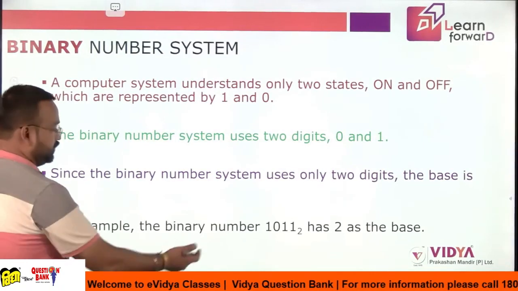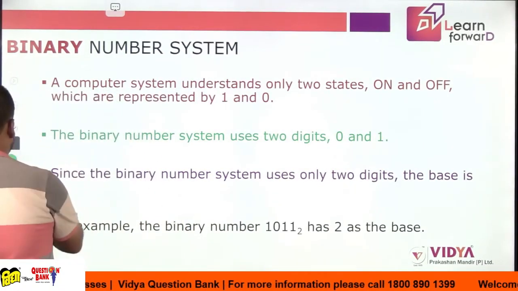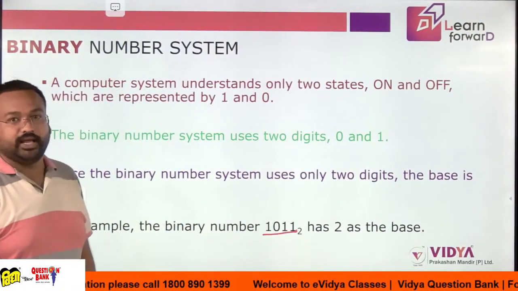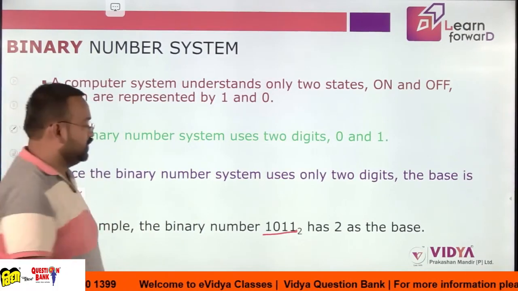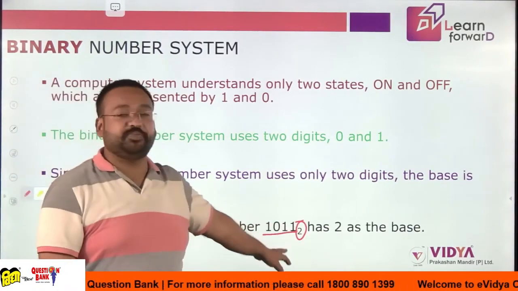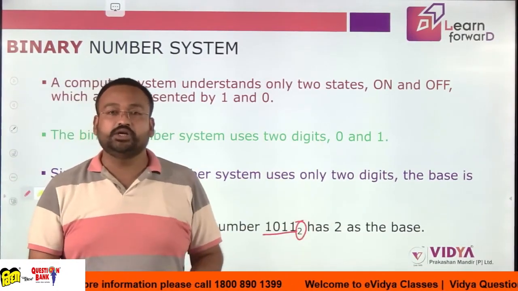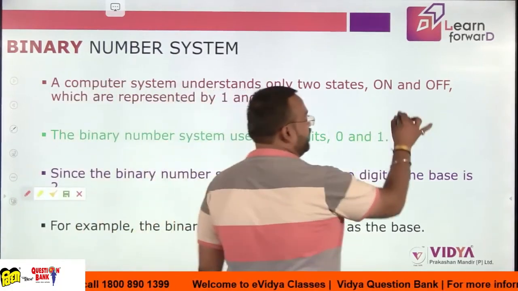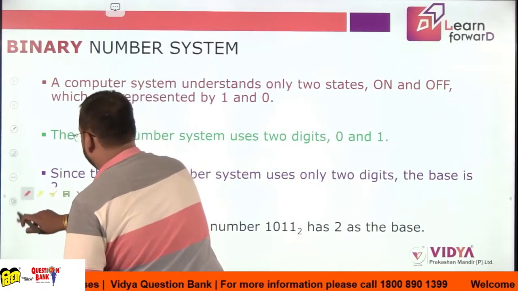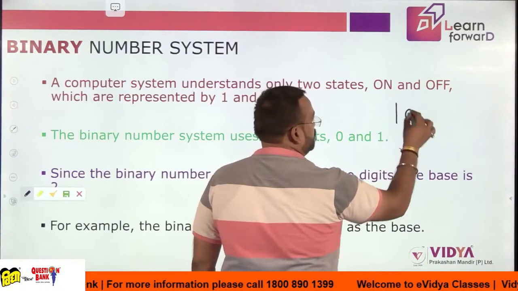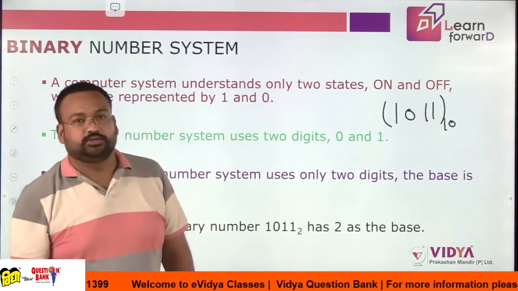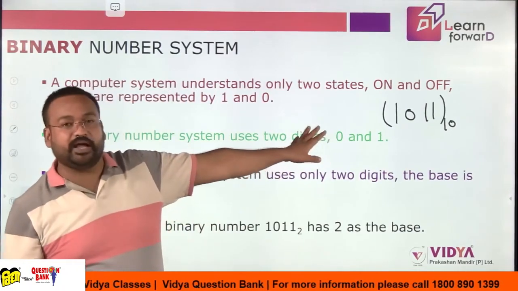For example, we have this number 1011, which contains only 2 types of digits, 0 and 1. So the base is given as 2. This base tells you whether the number is decimal or binary. Let's suppose I have written something like this and I have given the base as 10. Now tell me, would this be a binary number or a decimal number?